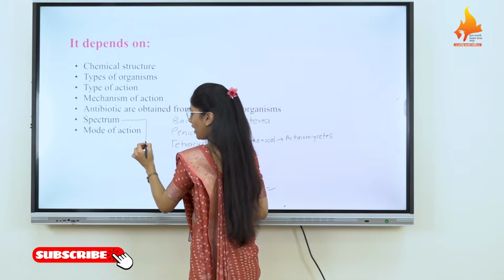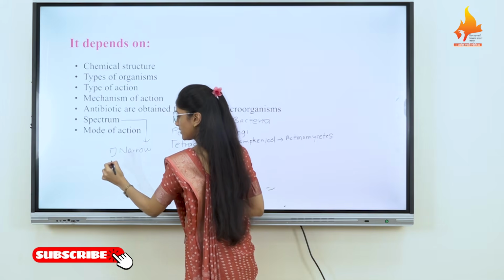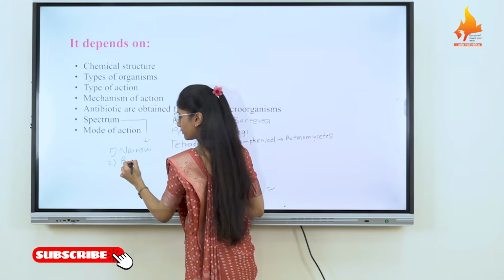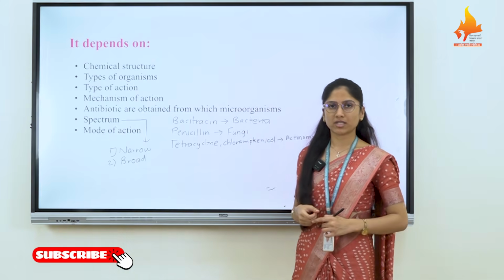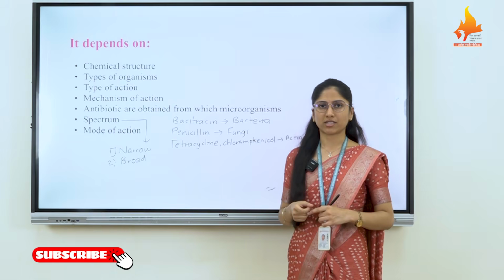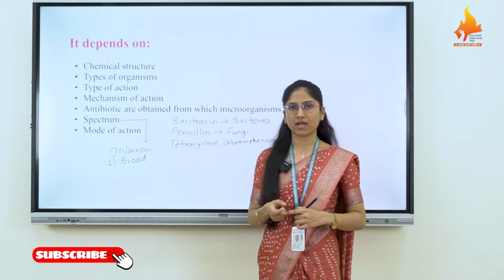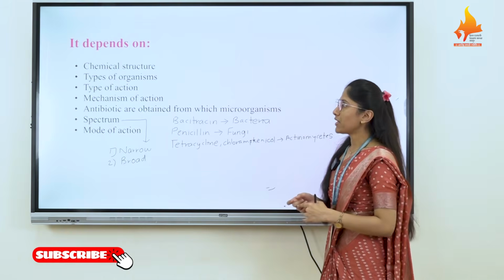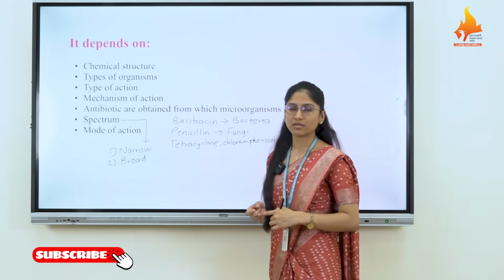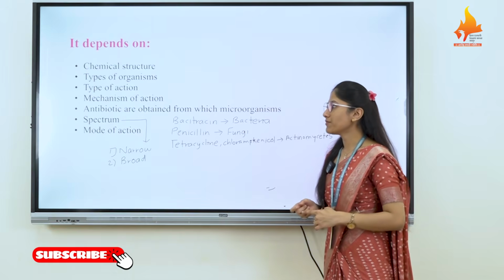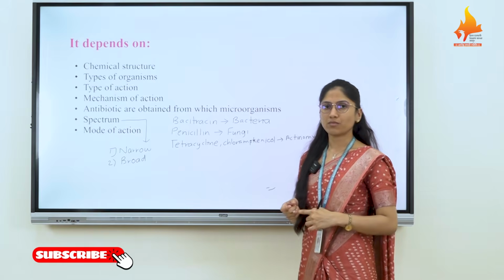There are two types of spectrum: one is narrow spectrum and the second one is broad spectrum. Narrow spectrum is active against either gram-positive bacteria or gram-negative bacteria. And the broad spectrum antibiotic is active against both gram-positive and gram-negative bacteria. So it depends on chemical structure, types of organisms, type of action, mechanism of action, which microorganism the antibiotic is obtained from, spectrum, and the last one, mode of action.